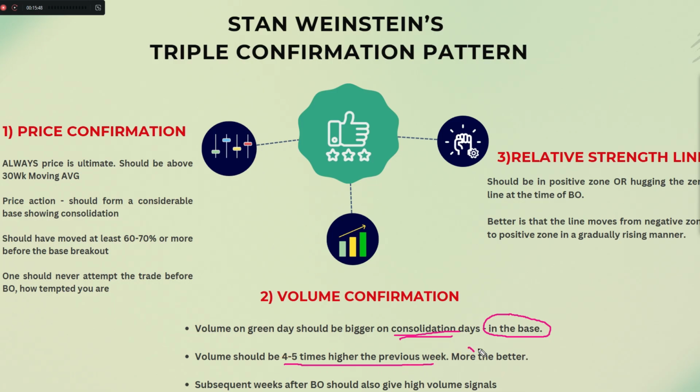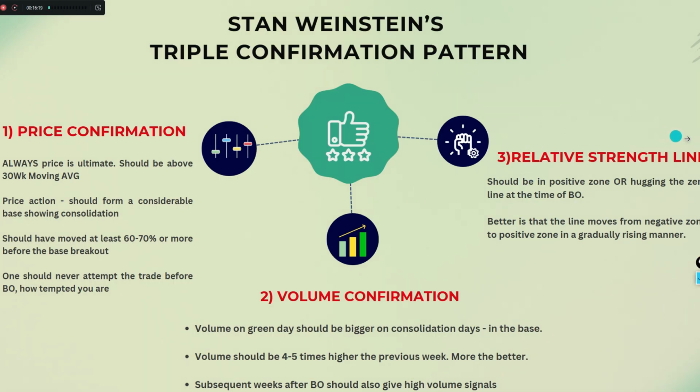The volume should be 4 to 5 times higher than the previous week on the day of breakout. The higher, the better. Also, after the breakout, the volume should keep on increasing. Once the breakout happens, if you see a volume like this, the subsequent week you should see either like this or like this, and when the price is decreasing, your volume should be decreasing. This is what you should be looking for, volume confirmation.